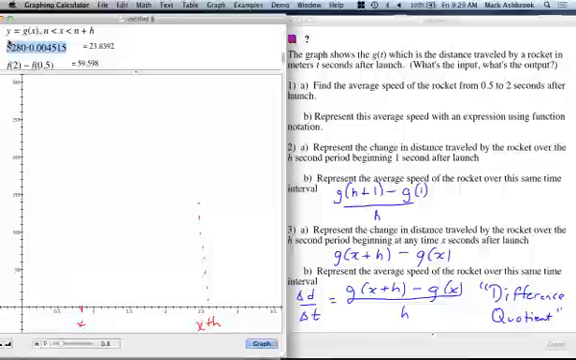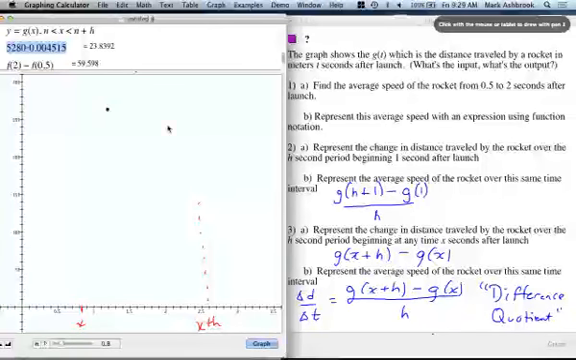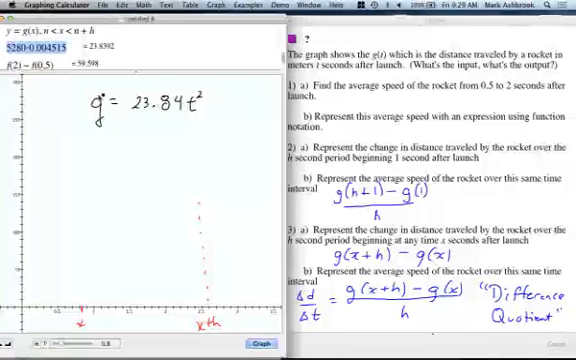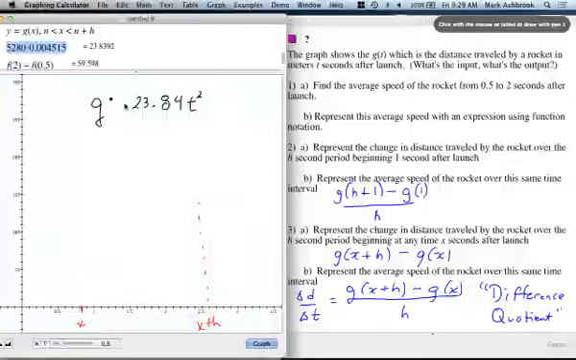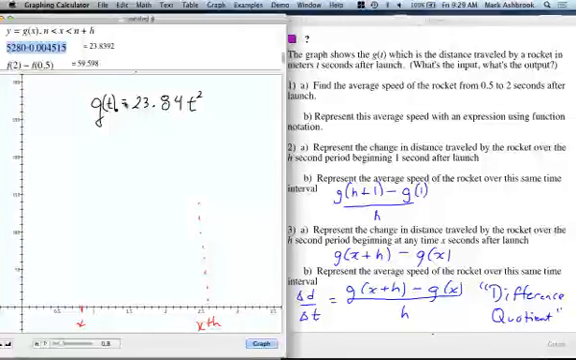Okay, so the function g, I'm going to give you the function g now, is 23.84 t squared. So that's g of t. So the question is, now that we know the rule, can you set this up? Can you set up this difference quotient given this rule that g of t is 23.84 t squared? See if you can do it. So can you rewrite the difference quotient now that you have the rule for g?